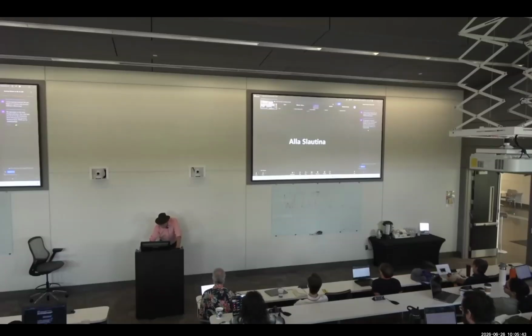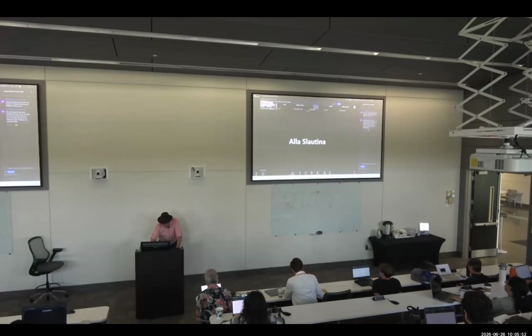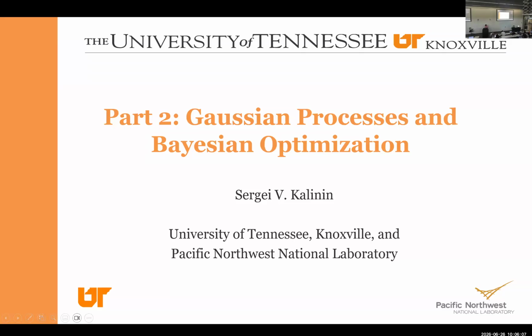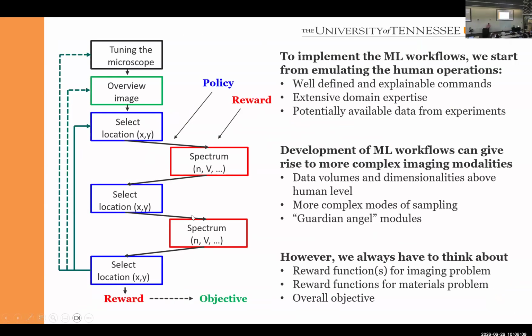Let's switch to the second topic, which is going to be Gaussian processes and Bayesian optimization. So this one naturally follows the bandit. Let me share the screen and tell you why.